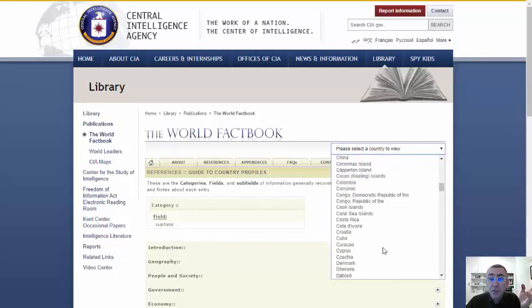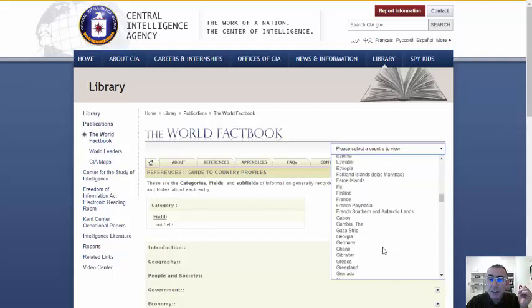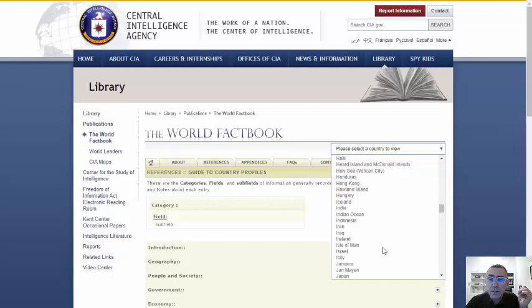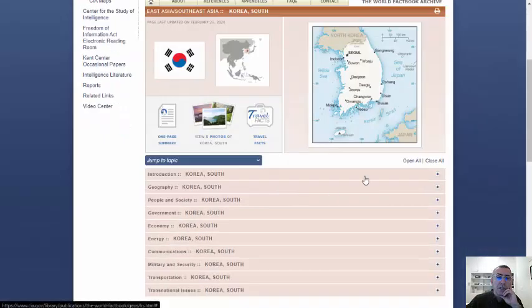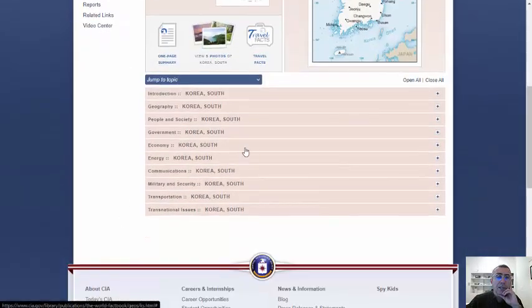Some countries are going to be under S for South, others not so much. Let's see. So here we go. South Korea. As I look at South Korea, I can start looking at different indices, right?